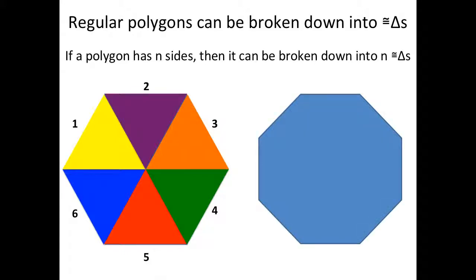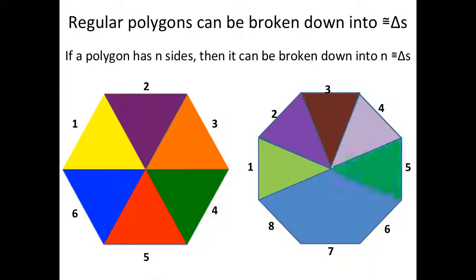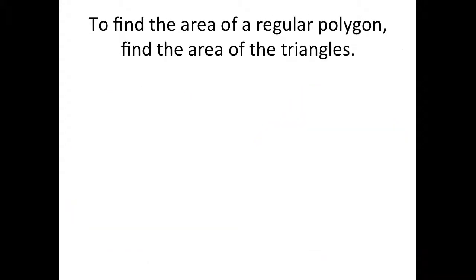Let's try another one. This is an octagon. It has 8 sides, 1, 2, 3, 4, 5, 6, 7, 8, and can be broken down into 8 triangles. 1, 2, 3, 4, 5, 6, 7, and 8. So indeed, a regular polygon can be broken down into congruent triangles, triangles that are the same. To find the area of a regular polygon, you find the area of the triangles.